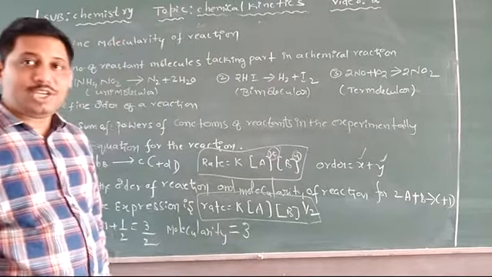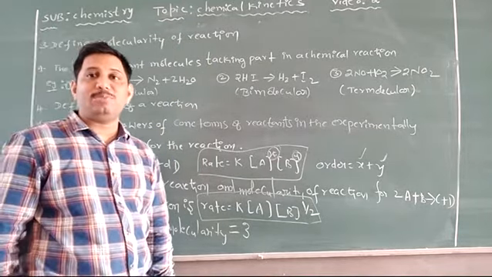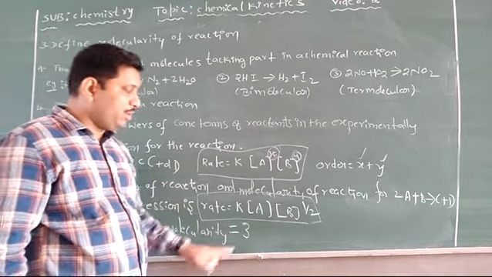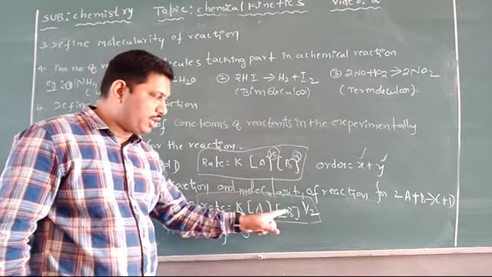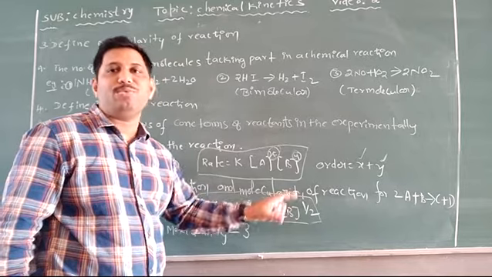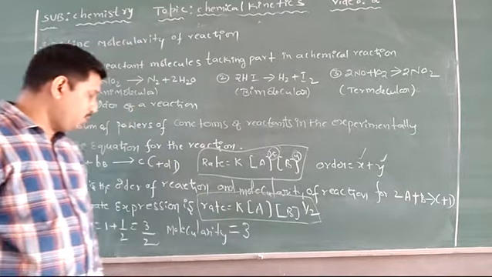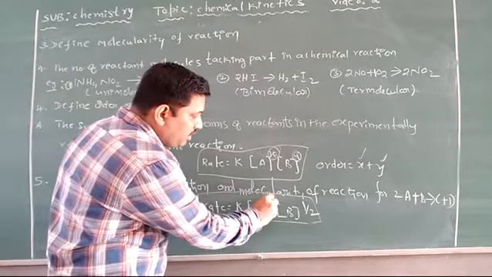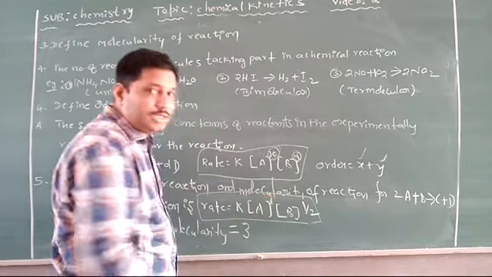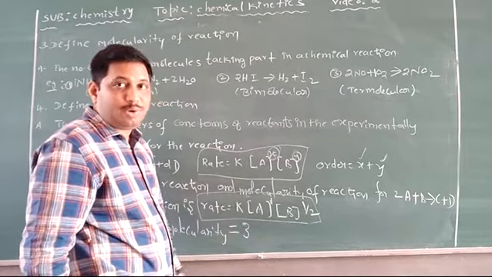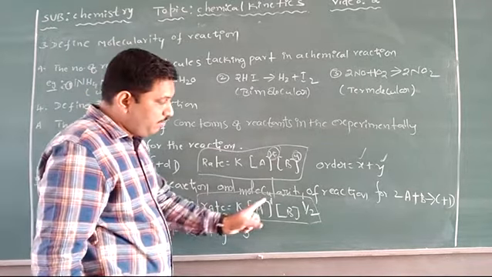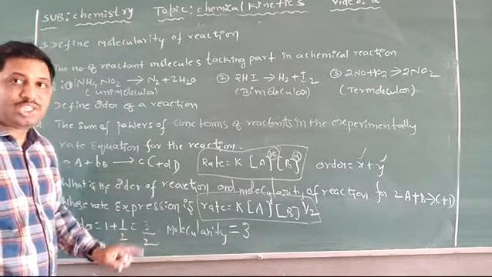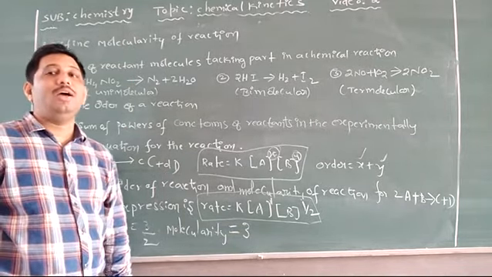The rate equation, rate law, rate expression is given: rate is equal to some constant K into concentration of A into concentration of B to the power of 1 by 2. Therefore, for the order of the reaction, where a power is not written it means the power is 1. So 1 plus 1 by 2, that is equal to 3 by 2. That is known as the order of the reaction.